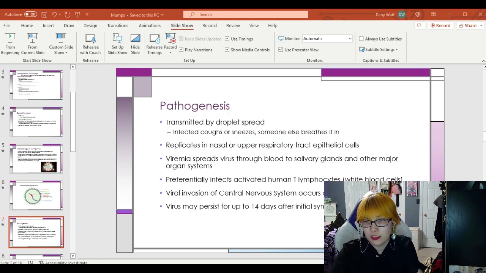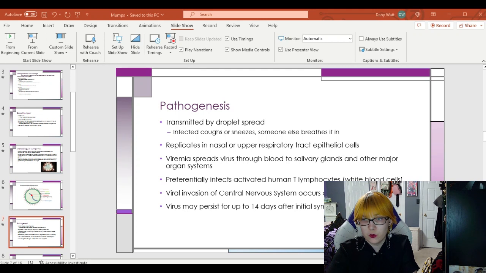So pathogenesis, it is transmitted via droplet spread. So it's mostly airborne. If somebody coughs or sneezes and you breathe that in and they were infected, you've got a pretty good chance of getting it. And then it replicates in your nasal passages or your upper respiratory tract epithelial cells, and then spreads through the blood to your salivary glands and other major organ systems.